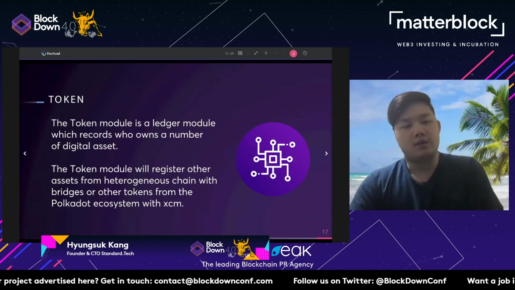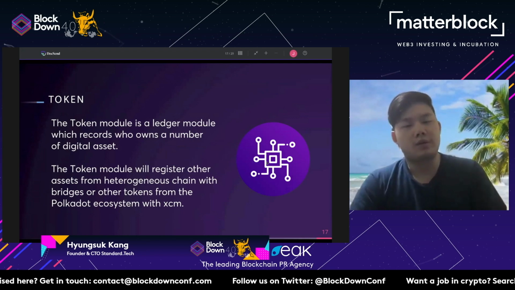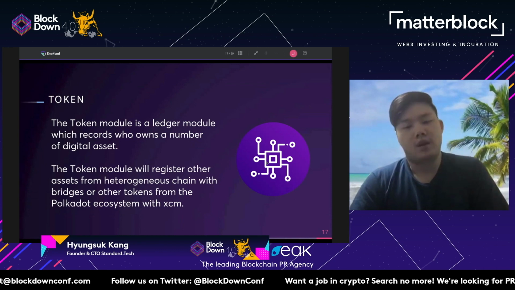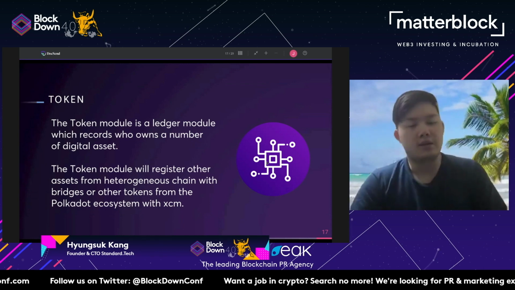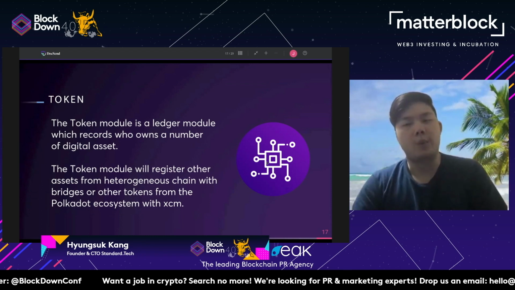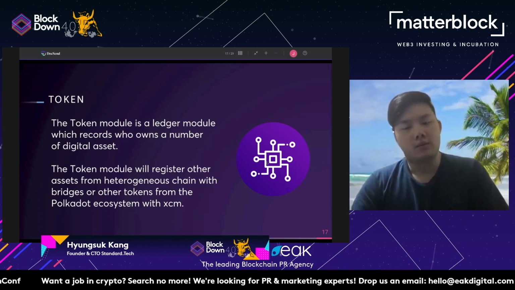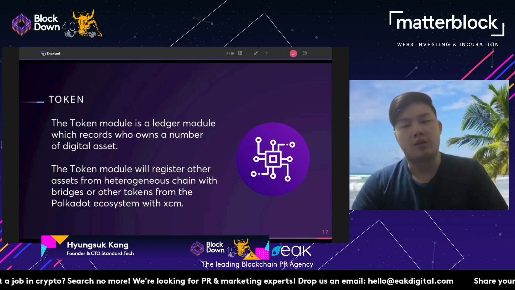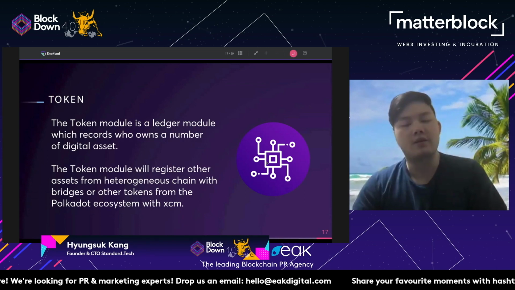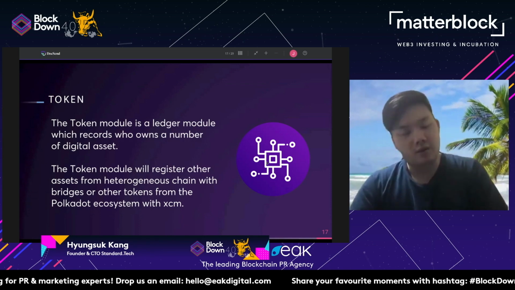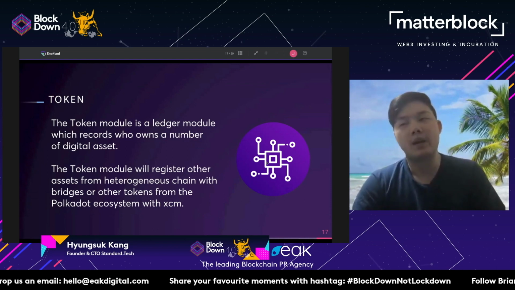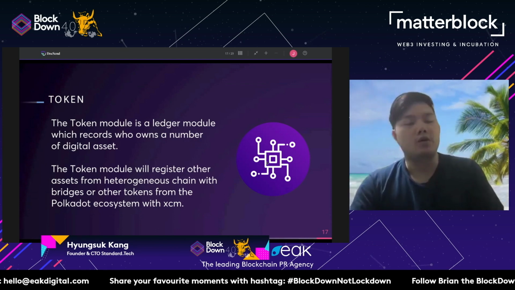So, some details about the token. The token module is like a digital registry for assets in our ecosystem. The token module will register other assets by voting, or they could be generated automatically by governance or something. It would also accommodate other Polkadot parachain assets from XCM using an Aura ML module.